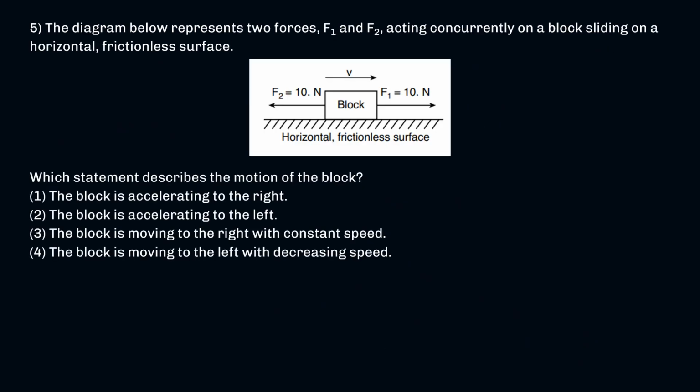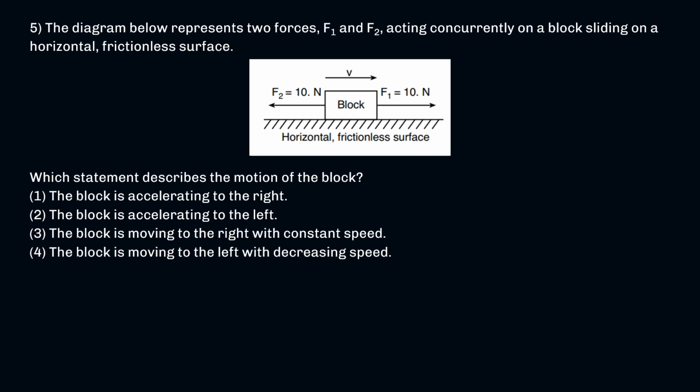All right, so example number 5. The diagram below represents two forces, F1 and F2, acting concurrently on a block sliding on a horizontal frictionless surface. So which statement describes the motion of the block? All right, so in the front part of the question, or the beginning of the question here, it talks about the forces acting concurrently on the block. That just means the forces are acting at the same exact time. It tells me in the diagram based on the velocity vector that I'm moving to the right. That's just showing it has the V with the arrow below it. That's just showing that my block is moving in that direction essentially.